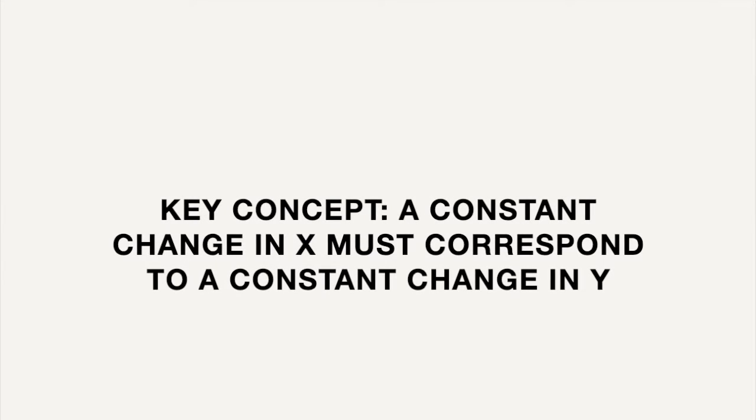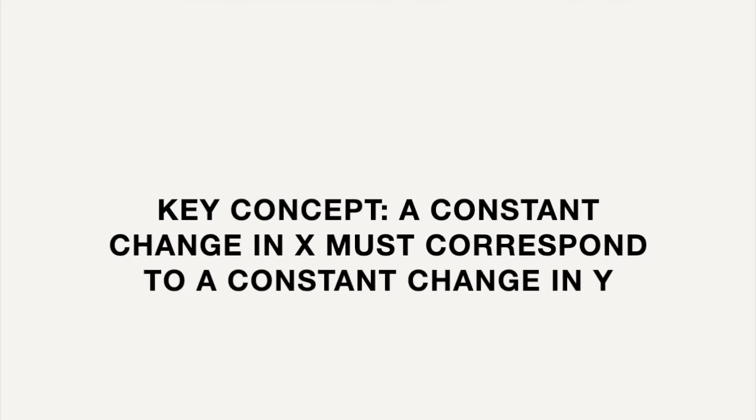Now, how do you identify if a function is linear or not when only looking at its equation? A simple way that I use to do this is to identify the relationship between x and y. In a linear function, a constant change in x must correspond to a constant change in y.